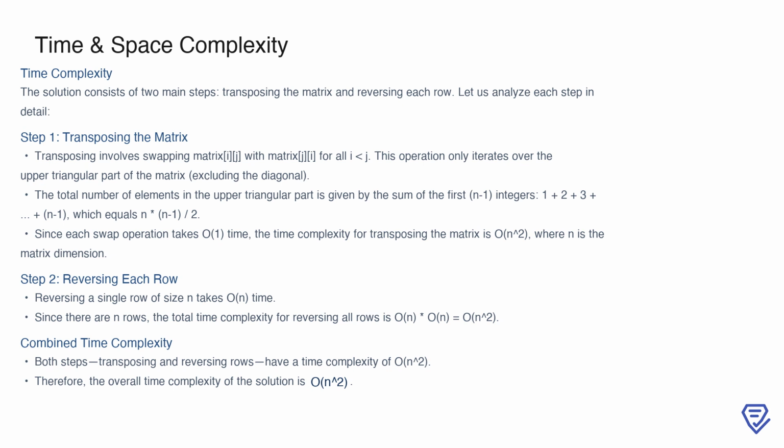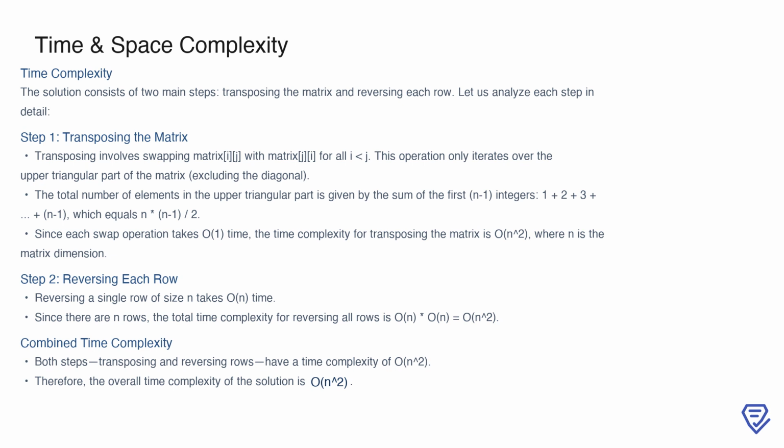To analyze the time complexity of our solution, we break it down into two main steps, transposing the matrix and reversing each row. First, transposing the matrix involves swapping elements across the diagonal, where matrix[i][j] is swapped with matrix[j][i], but only for indices where i is less than j. This limits us to the upper triangular part of the matrix, excluding the diagonal.